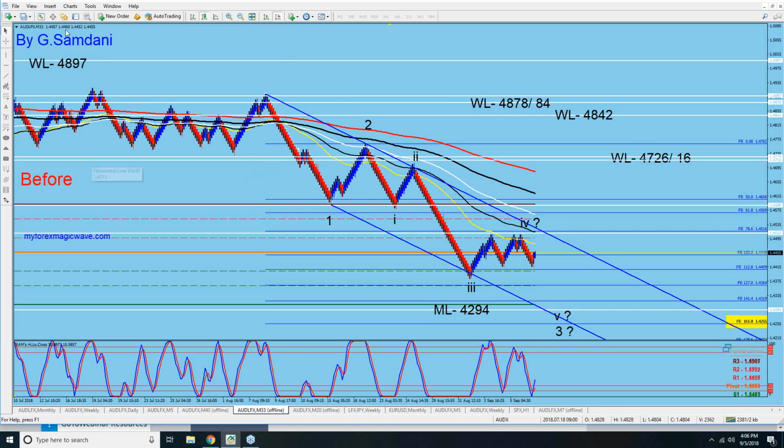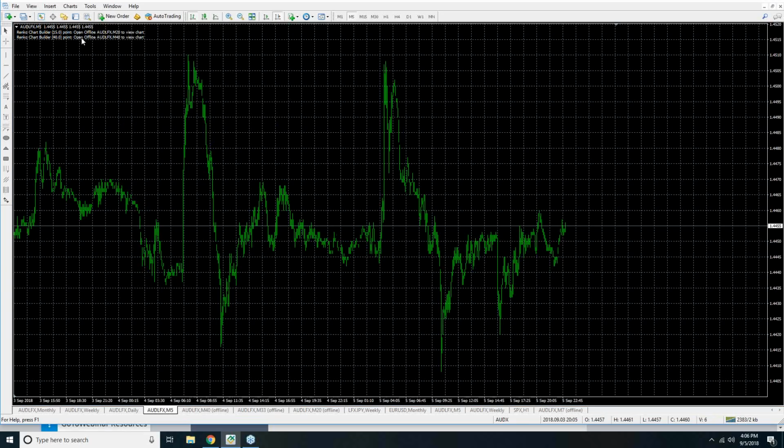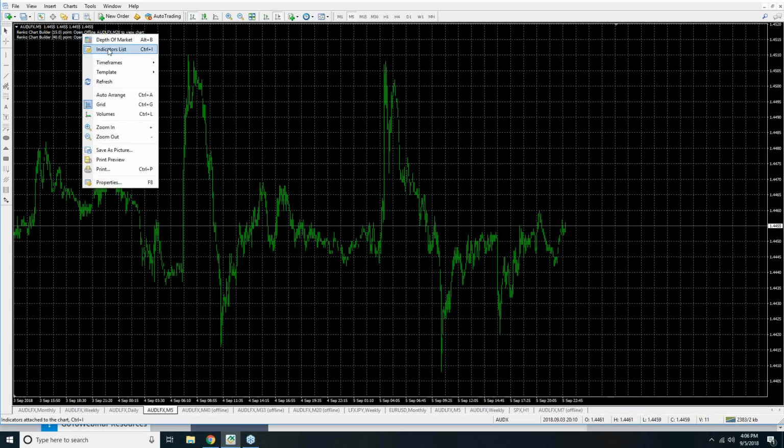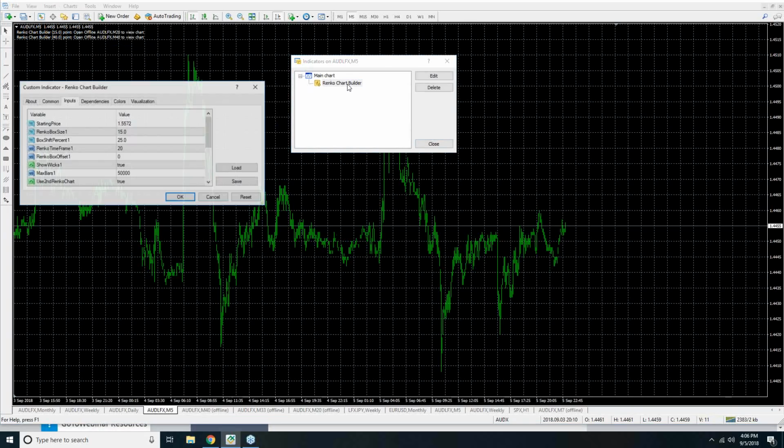So when you open, for example, a 5 minute chart, for example this one, and then you apply this Renko chart builder, you see these are the settings, and then you have this setting here, 15 box size. That's what it is. Then I can change this to 20 or 200, whatever. The chart will stay the same.